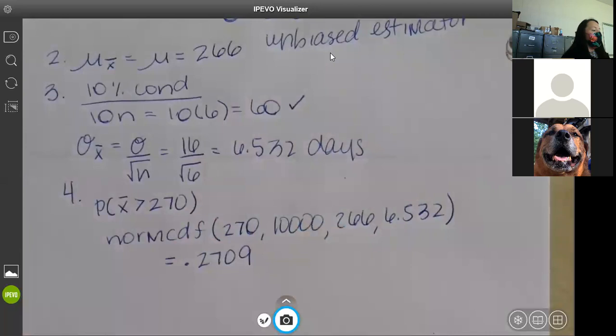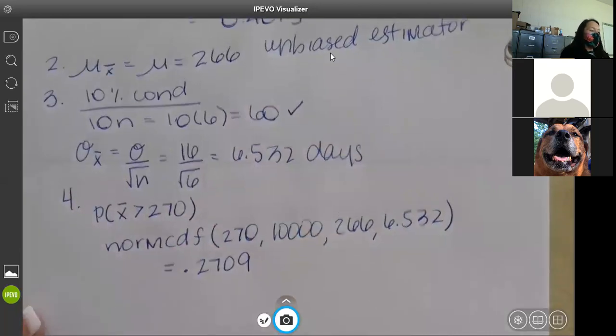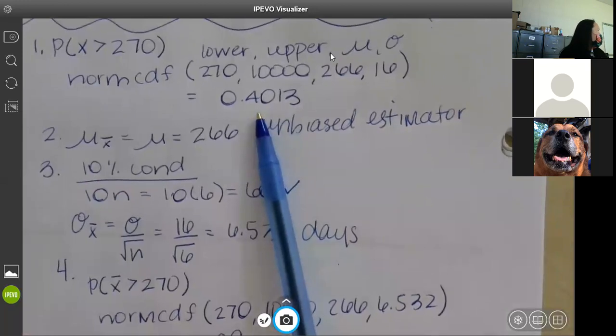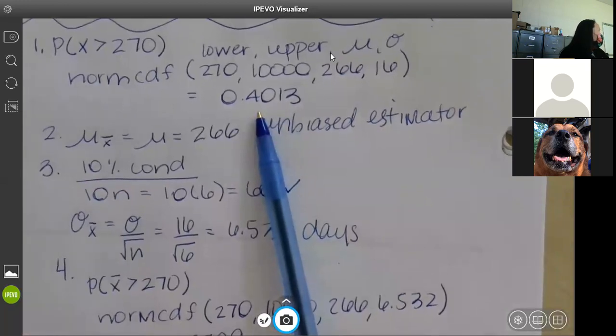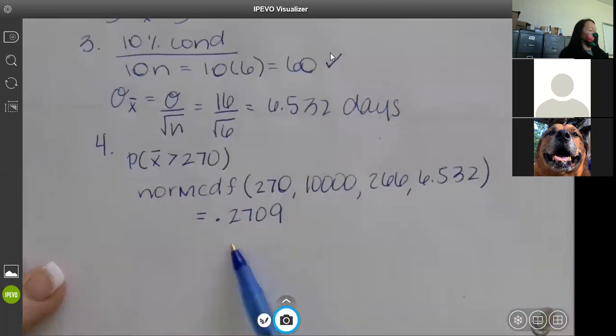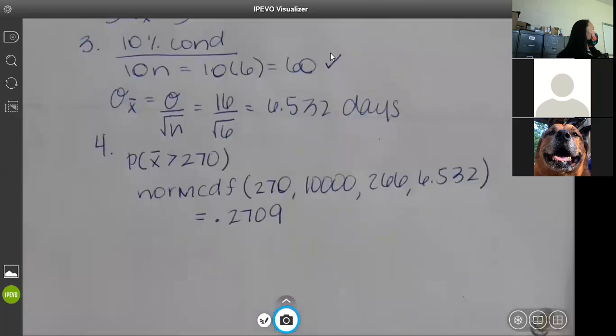Okay. One more time. When we pick one pregnant lady, we have a probability of 0.4. When we pick 6 pregnant ladies, we have 0.27. So remember, the more we pick, the bigger the sample size, the more samples we take, the less variability we have. And that's it. Is everybody good?